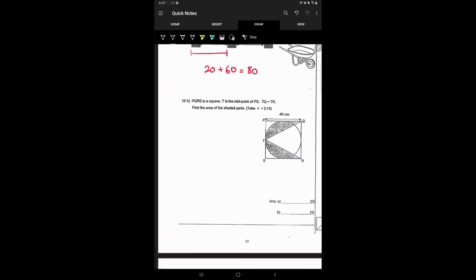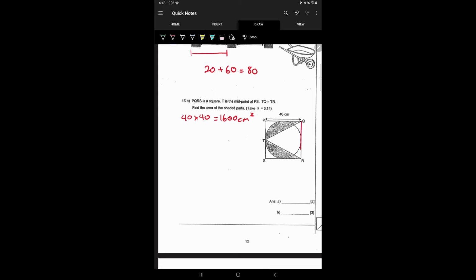So 15b, they tell you that PQRS, which is this whole thing, is a square. T is the middle point. Then they tell you that TQ, which is this, is equals to TR, which is this. Then they want you to find the area of the shaded parts. And they tell you to take pi as 3.14. So first thing, we find the area of this big square over here, which is 40 times 40, which gives us 1600 cm squared.